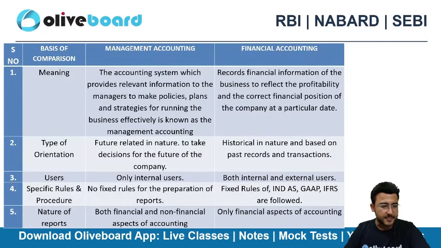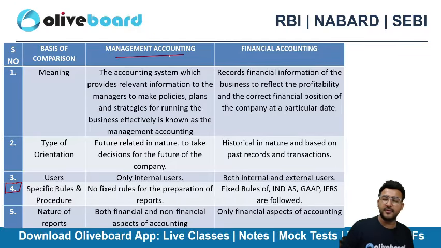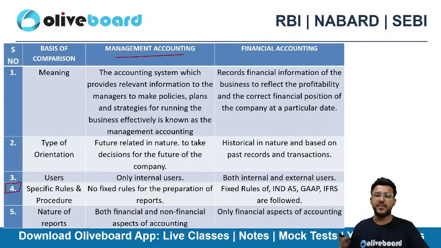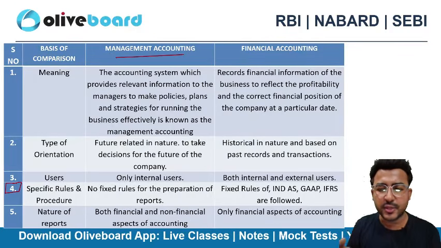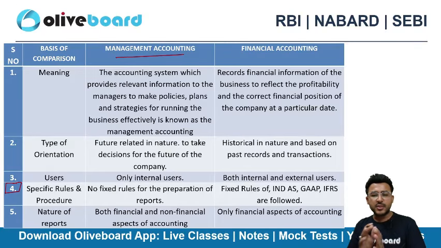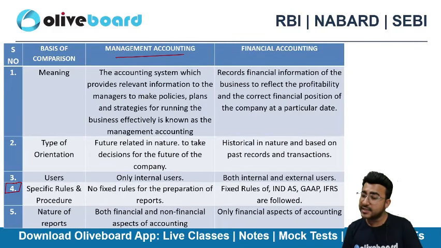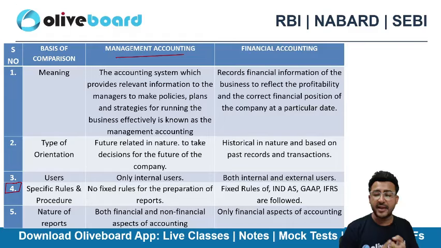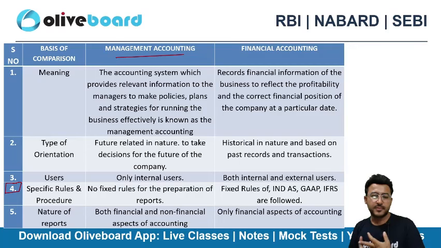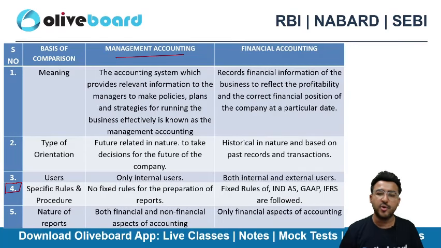Next point is specific rules and procedures. In management accounting, you can go as you like, because here the data is being presented to the internal users only, to the managers only. So there is no set rule and regulation. However, in financial accounting, we do have accounting standards: Indian accounting standards, IFRS, GAAP. So we need to follow the rules in financial accounting. However, there are no rules in management accounting, right?